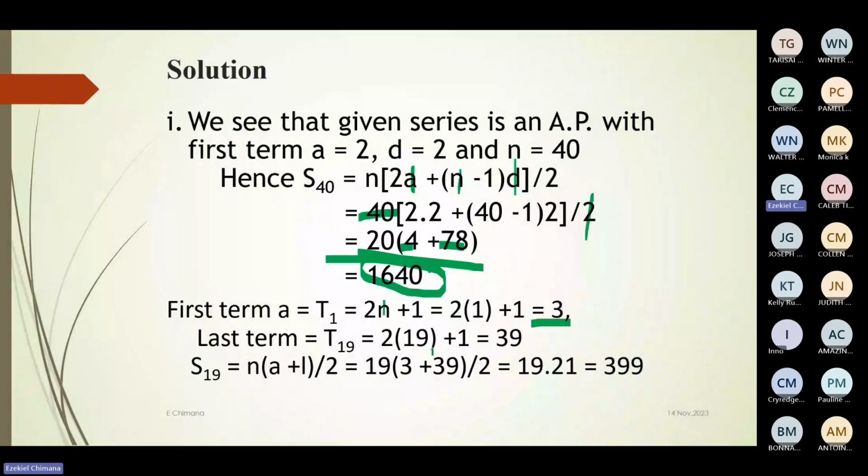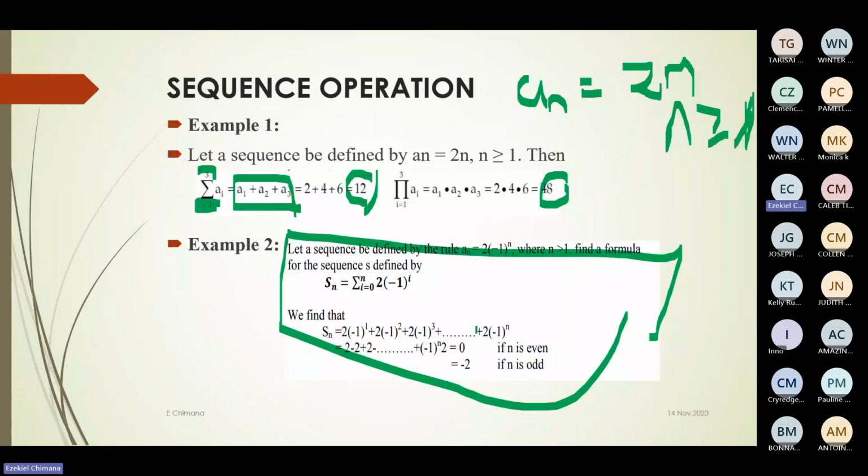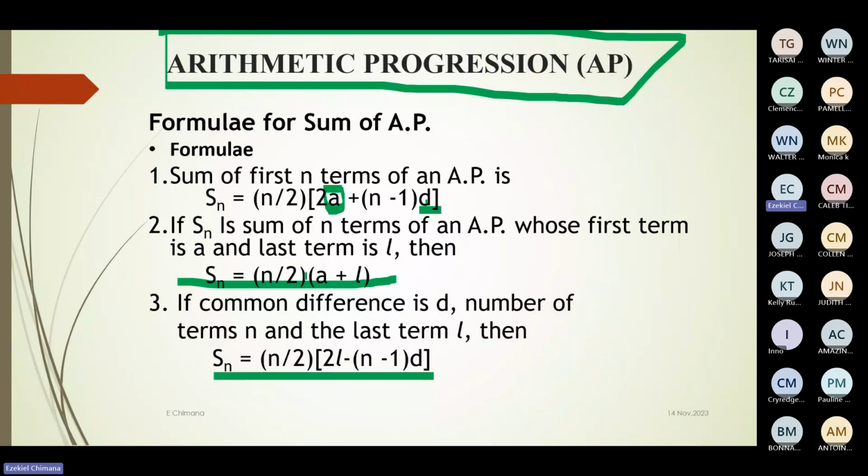So maybe we want another term there. Okay, here they find the last term, which is at the 19th. Then they want to use the formula, this one, where you have n over 2 times a plus l. So they actually find this first term, and then they are finding this one. So it's up to you.